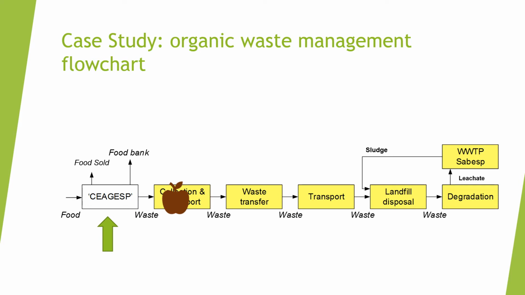It's composed by 5 different steps: internal waste collection and transport, waste transfer, transport to landfill, landfill disposal, and waste degradation. In the first step, food waste is collected by 8 garbage trucks and moved to a special area where there is the second step. The second step is waste transfer. Here the waste is transferred to a bigger truck.